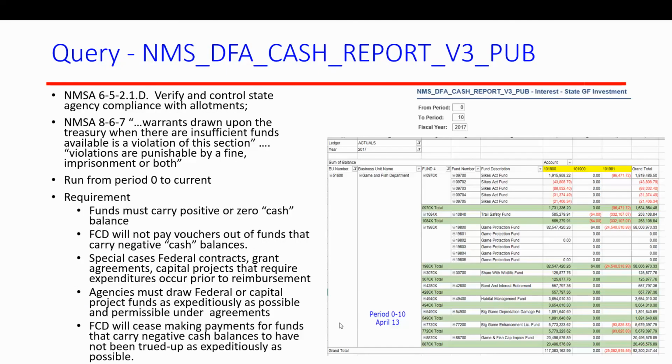The next useful query that I'll discuss is NMS_DFA_cash_report_V3_PUB, for public. This is the so-called cash report. This will show you your agency's claims on the state general fund investment pool.